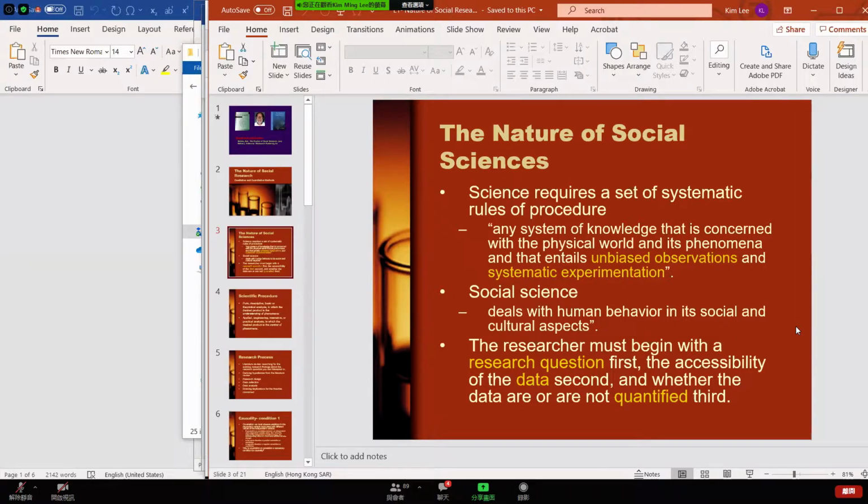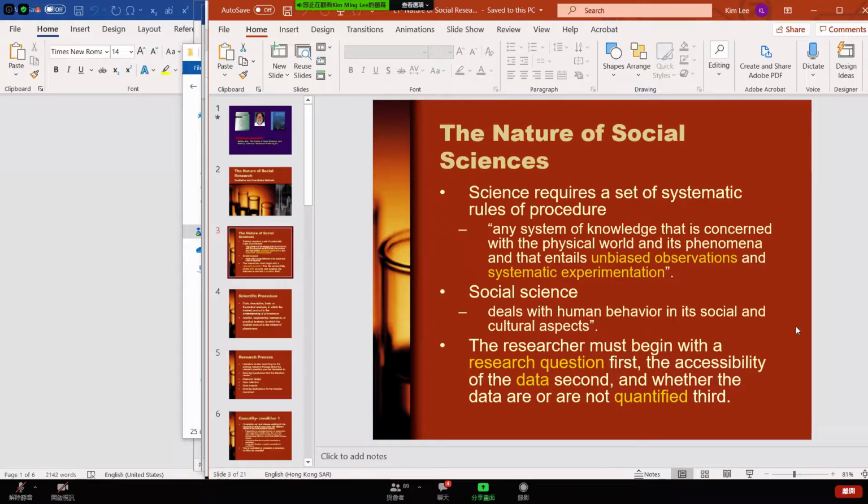These two terms are very important. Unbiased observation, it has to be unbiased. And systematic experimentation, that means you try to do trial and error systematically. So how about social science? Social science tries to imitate the scientific method. Social scientists also try to observe the world without bias and use standard procedures to explore the world, but we are dealing with human behaviors.